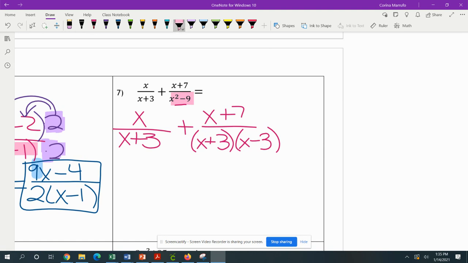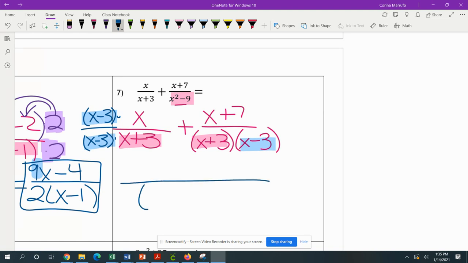Okay. Now, as we can see, they both have an x plus 3 in common. So that means this one, we're going to have to multiply the top and the bottom by the x minus 3. All right, so now we have a common denominator. Our common denominator is x minus 3, x plus 3.